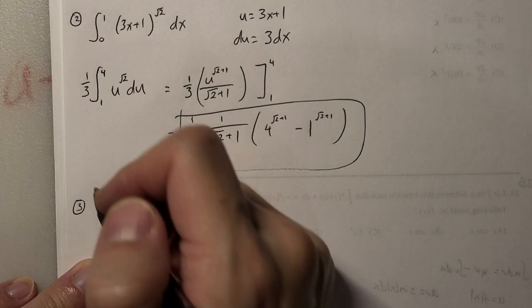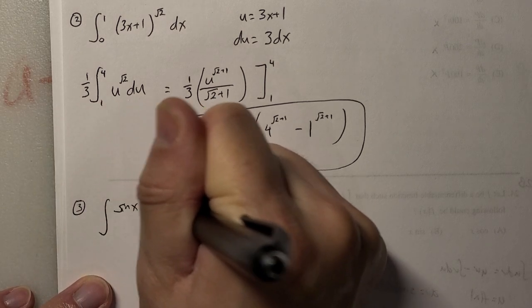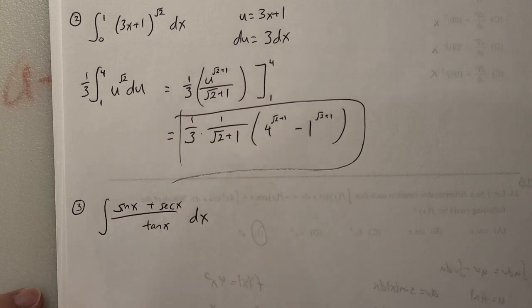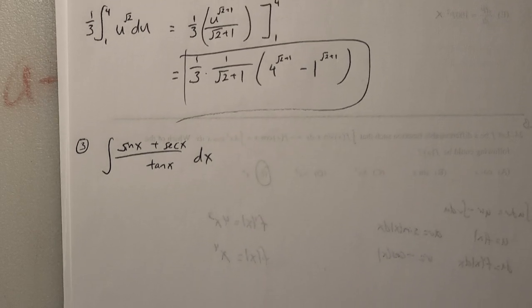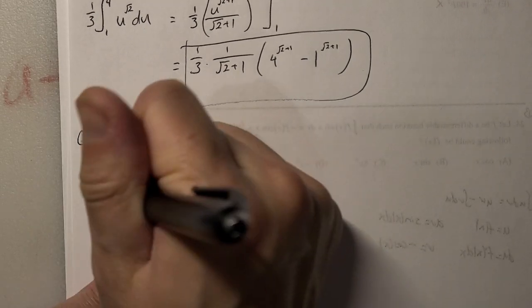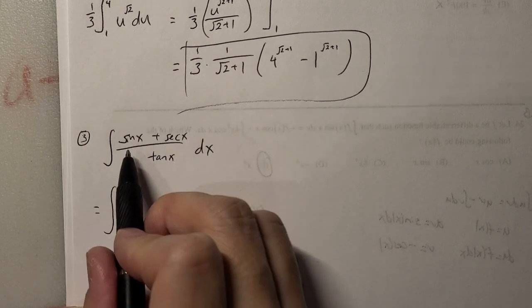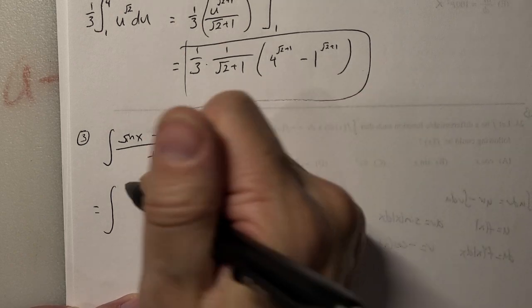Okay, number 3, integral of (sine x plus secant x) over tangent x dx. How do we solve this guy? One technique is to change everything in terms of sine and cosine instead of having tangents and secants. You can change this in terms of tangent or secant, but that's a little more difficult. So let's change these in terms of sine and cosine.